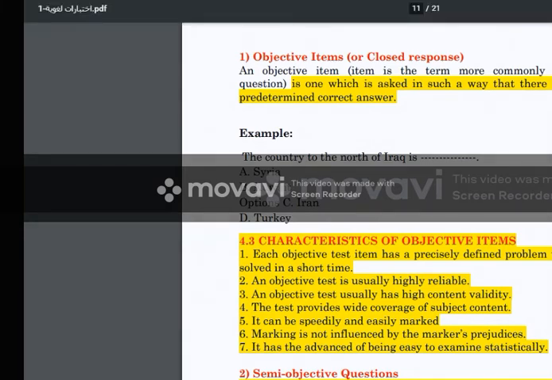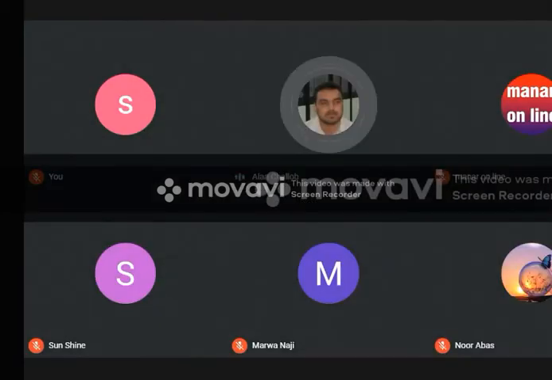Another important thing is that in an objective item, only one language area can be tested in a separate item.